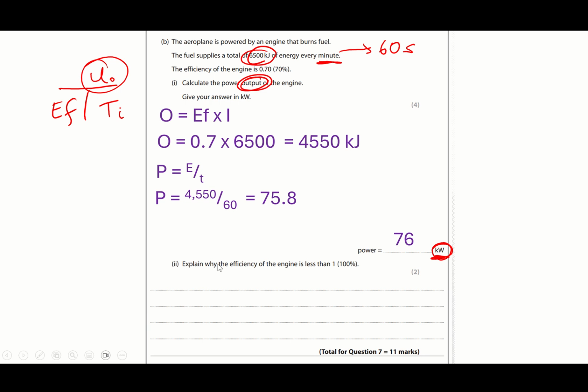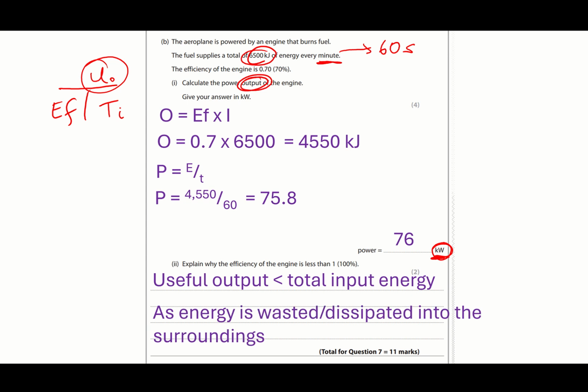Done. Next part, explain why the efficiency of the engine is less than 100%. As we currently know, and the laws of physics state, nothing can have an efficiency of 100% or greater. Otherwise, we have some sort of eternal machine. So it is a proven fact that the output must be less than the input. And that's because we will always get some energy wasted or dissipated into the surroundings. So whatever machine, whatever engine we have, there will be some wasted energy as thermal energy that will go into the surroundings. And that's that one done.